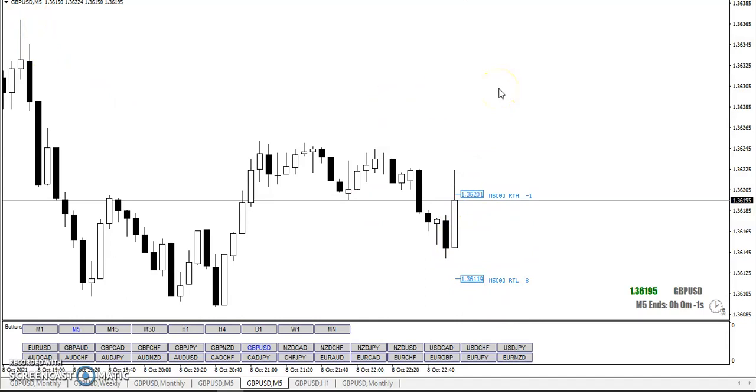Okay, it's not from the open. So the range target is from the previous high and from the previous low.